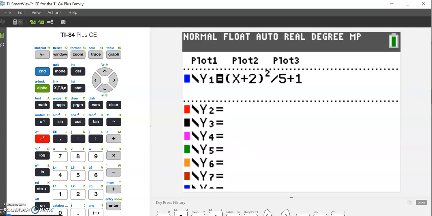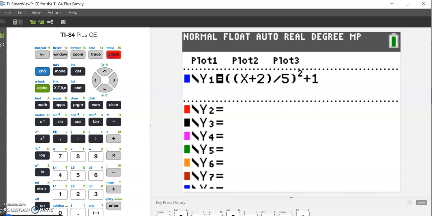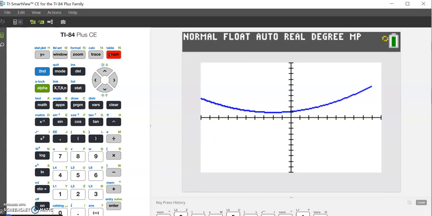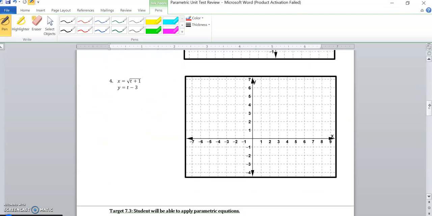So x plus 2, oh no, let me clear this out. I have to do 2 parentheses. Then we've got x plus 2 over 5. That whole quantity is squared. There we go. Gotta make sure our notation's right, parentheses are right. Plus 1, throw that in, and we get the same exact graph. So that's just a way of confirming that we've got the right graph, and we don't need to restrict our domain.